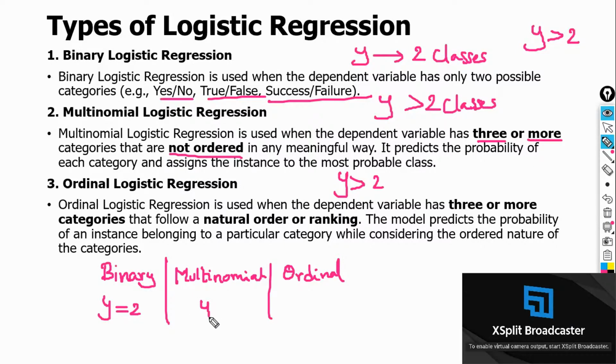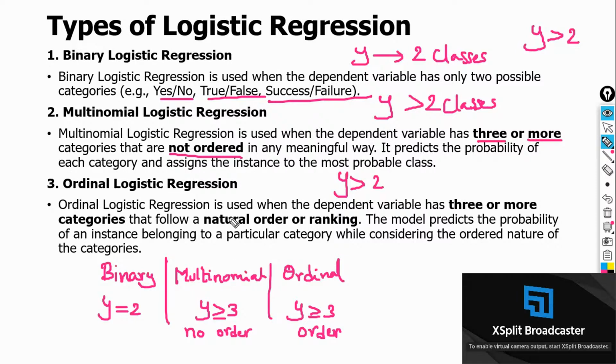If we have three or more categories under the y column, and these cannot be ordered, if there is no order with respect to these categories, we use multinomial logistic regression. Ordinal: if there are three or more categories, and if they can be ordered or ranked, we use ordinal logistic regression.